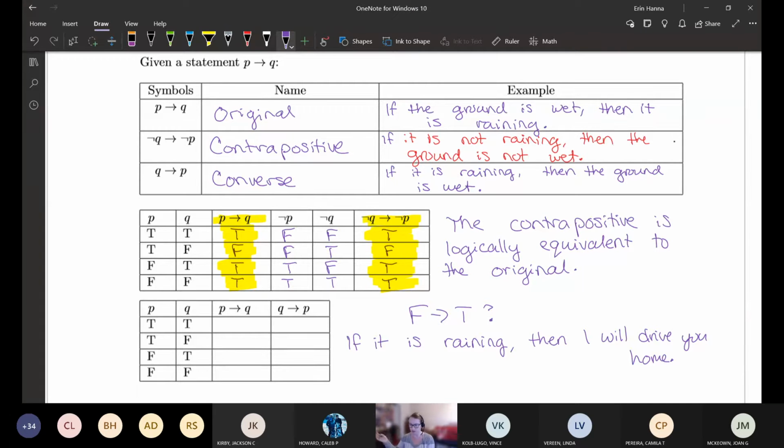Because it doesn't even matter whether the back thing is true or false. The first thing is false. It's kind of vacuously true in a way. Does that make sense? I know it's weird to think about. False implies anything is the hardest one to get your mind around. But that's why it's treated as true. Just because I drove you home doesn't mean I lied saying if it was raining, I would drive you home.